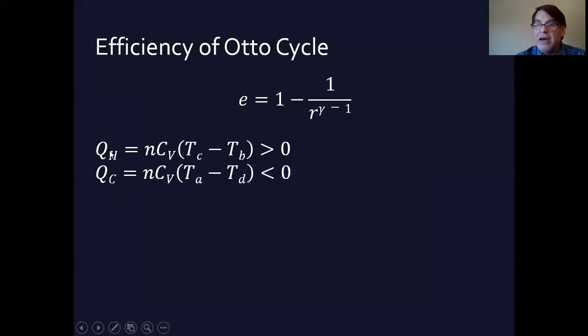QH is the heat added at the beginning, and QC is the heat that remains after it's all over. The difference between these two, you'll know, is the work done. So Q equals n C_V delta T, right? C_V is the molar heat capacity at constant volume. What is this TC and TB, TA, TD?